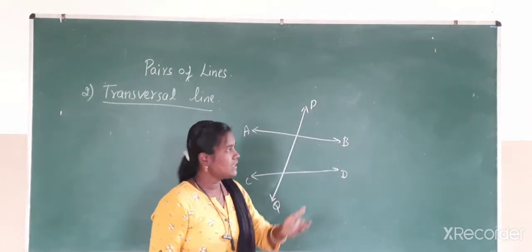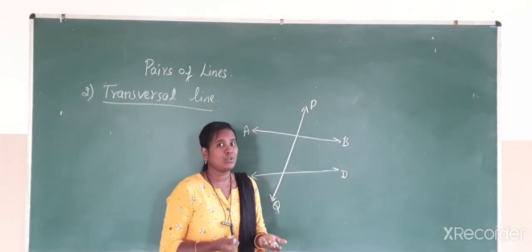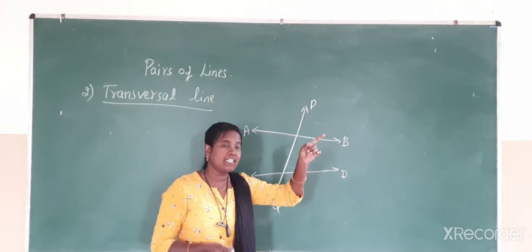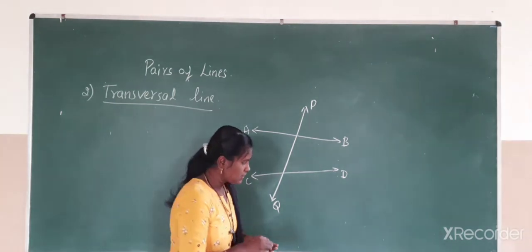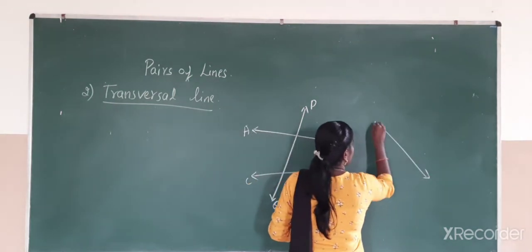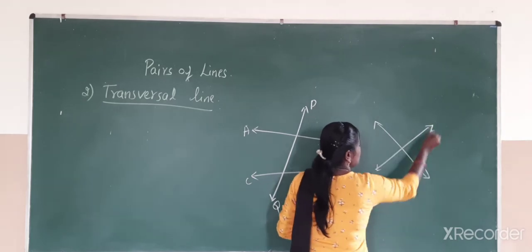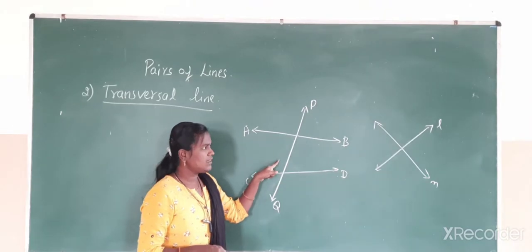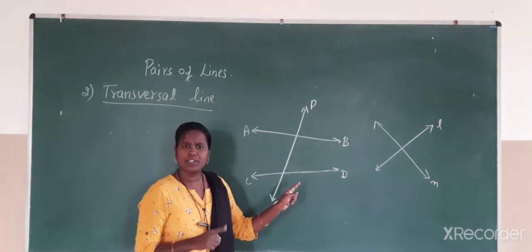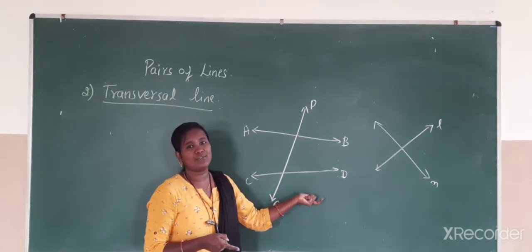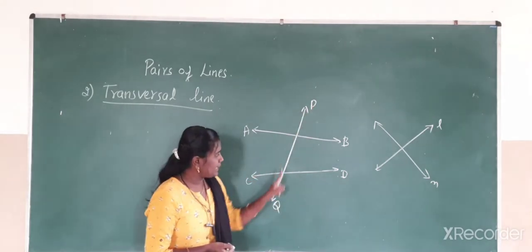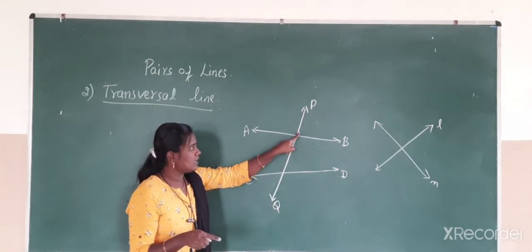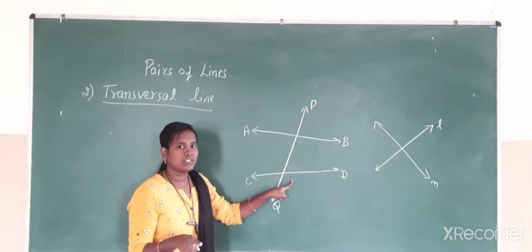How can you define a transversal line then? Is there any difference between the intersecting lines and this transversal line? Earlier we saw that L and M are intersecting lines. Here, are these differing from each other? Yes, there is a difference. What is that? Here PQ is intersecting AB and CD both.